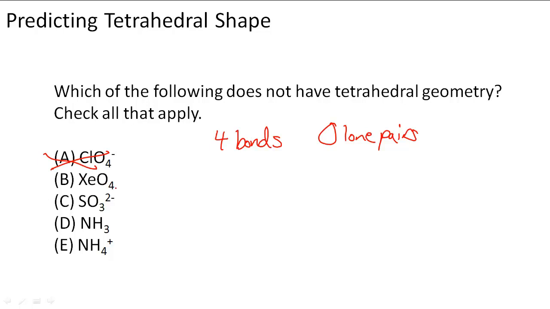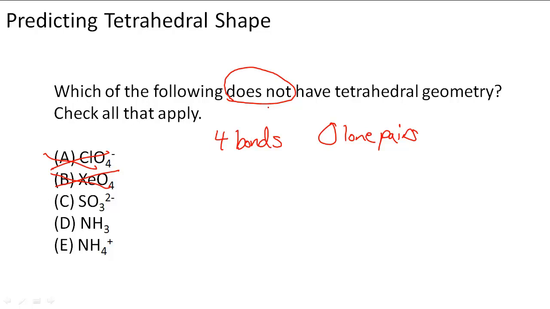XeO4. Notice Xe will have 4 bonds because it has those oxygens to bond to. So B would be one. Notice I'm just looking for ones that have 4 other atoms for the central atom to bond to. So I can start eliminating, and look for ones that most likely have tetrahedral geometries, so I can know which ones do not have it, because those are what we're looking for.